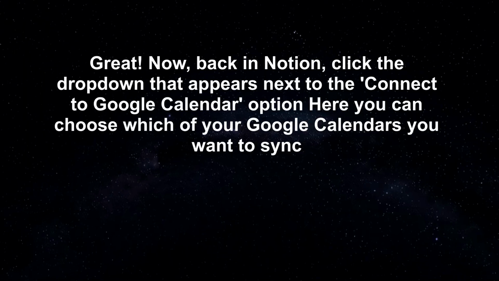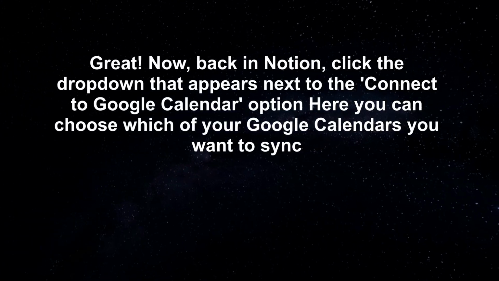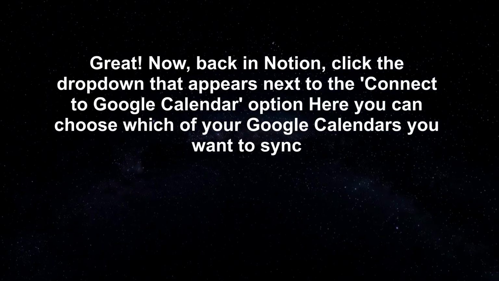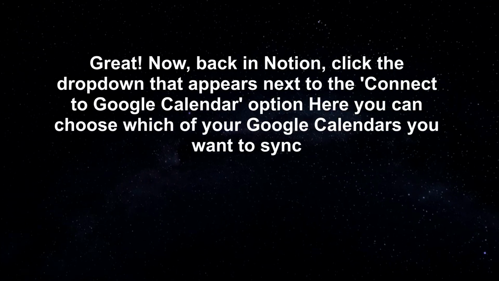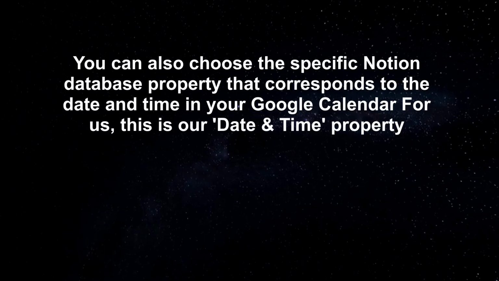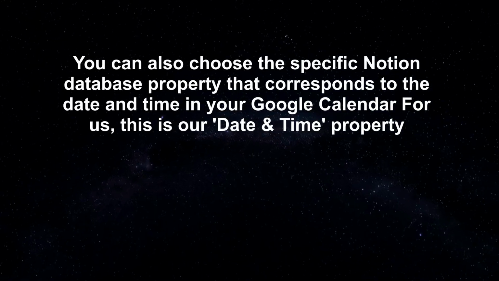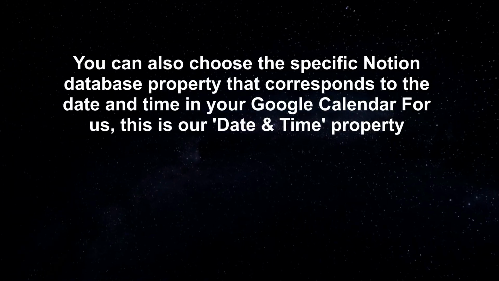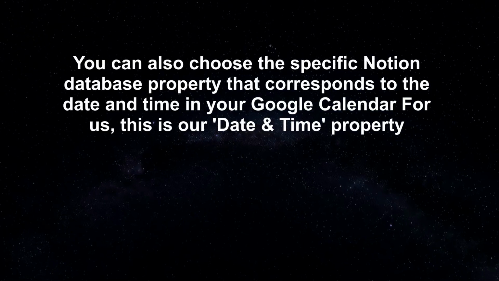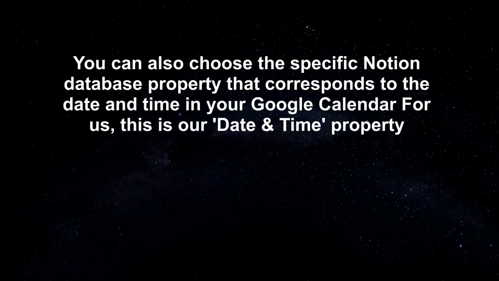Great! Now, back in Notion, click the drop-down that appears next to the Connect to Google Calendar option. Here you can choose which of your Google calendars you want to sync. You can also choose the specific Notion database property that corresponds to the date and time in your Google Calendar. For us, this is our date and time property.